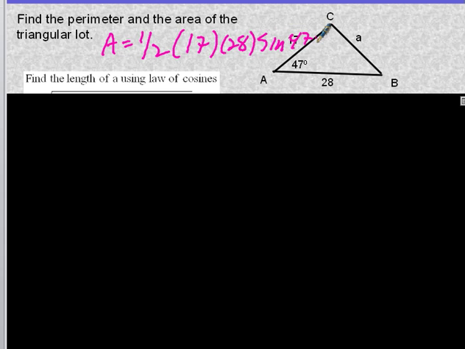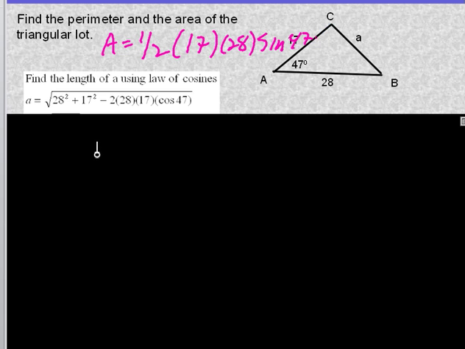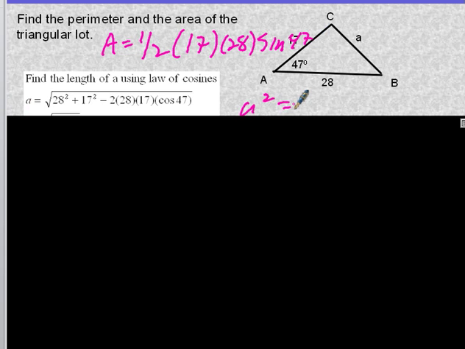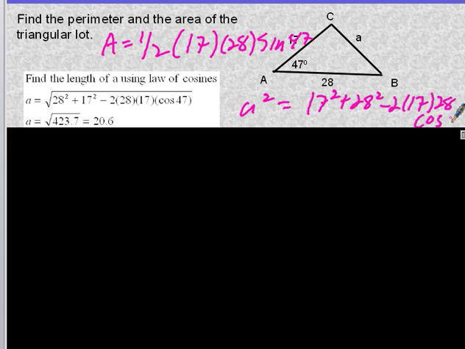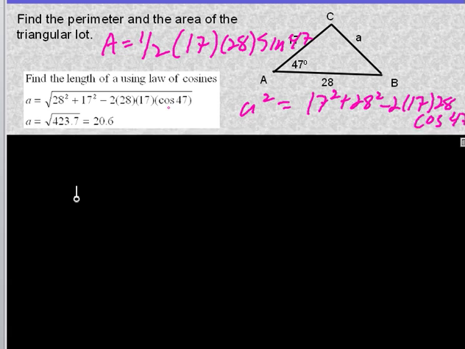And since I have side angle side, it's going to be easiest to use the law of cosines. So remember, a squared equals 17 squared plus 28 squared minus 2 times 17 times 28 times the cosine of that angle. So a is going to be the square root of all that, and square root of 423.7 is 20.6. So now I can easily find the perimeter.